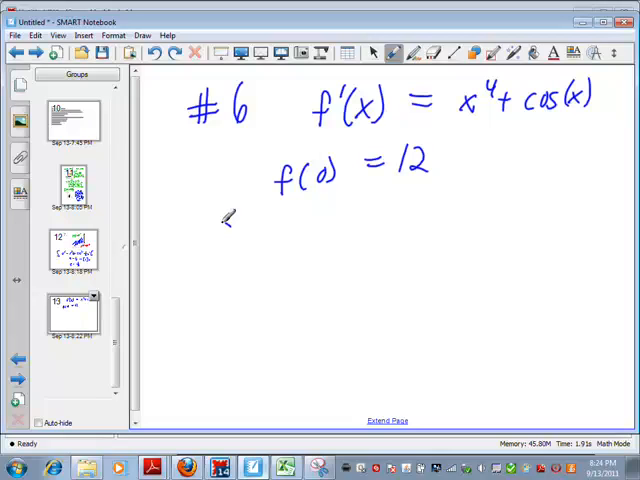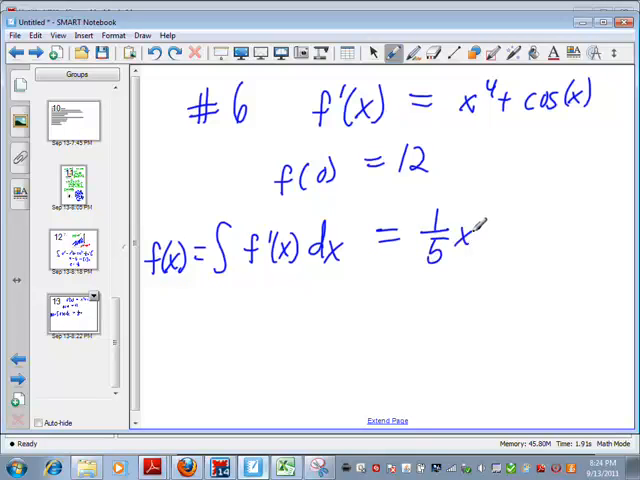So again, the antiderivative f of x equals the antiderivative of f prime of x dx. By definition, the antiderivative of the derivative, they should cancel each other out, and you're just left with f. I think the constant is 12, right?